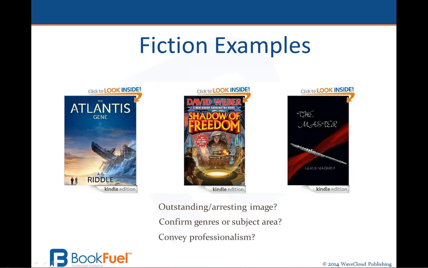I like The Atlantis Gene. Very simple, very clear, very easy to understand that this is probably a war story, or it might be science fiction. That looks like it might be a submarine stuck on the side of that ice mountain. It's kind of interesting. The middle book is traditionally published. It's by David Weber, one of my favorite authors. And Shadow of Freedom is actually a part of a 10 or 12 or 14 book series. There's a ton of Honor Harrington books out there.